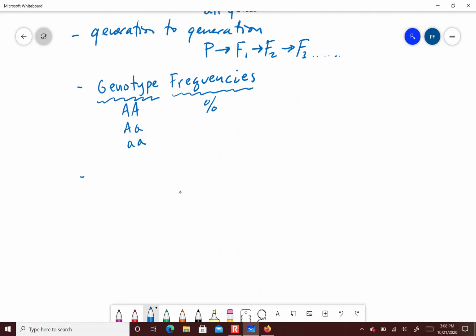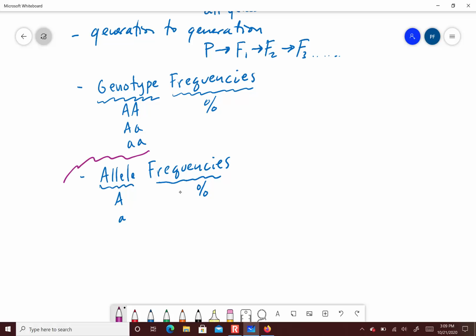Okay, and then ultimately what we really want to look at are the allele frequencies. It's not so much how much of the population is homozygous dominant, it's how many genes in our gene pool are dominant or recessive. So here we'd be looking at just the percent for big A and little a. That's really what we're trying to get to. The allele frequency is what we're really using in population genetics.